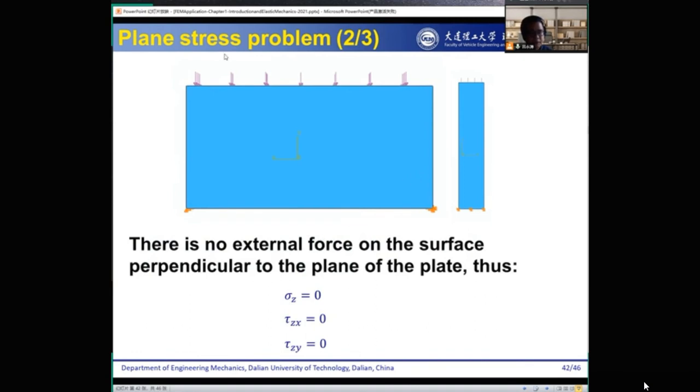For plane stress problems, there's no external force on the surface perpendicular to the plane of the plate. For example, in the z direction, there's no external force. There's only external force in the x direction, and no force in the z direction, which means, because of the equilibrium condition, any internal force in the z direction is equal to 0. So this is one feature of plane stress problems.